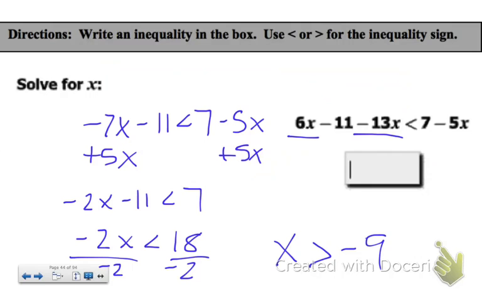So remember, if you are dividing by a negative, you have to flip the sign. So what you can type in is x greater than negative 9, or they would have accepted negative 9 less than x, as long as your sign is facing the right way with regards to x.